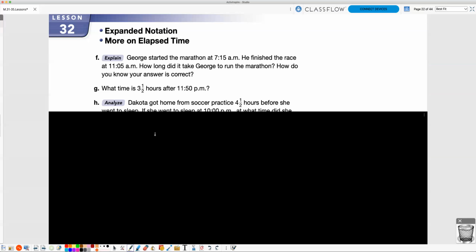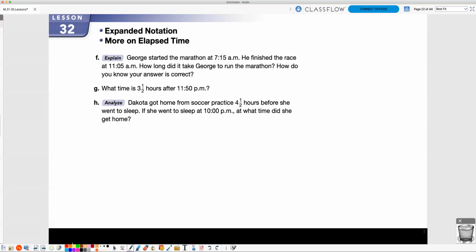Let's try some elapsed time problems. Letter F, George started the marathon at 7:15 a.m. and he finished the race at 11:05 a.m. How long did it take George to run the marathon? And how do you know your answer is correct? We'll go ahead and do letter F.